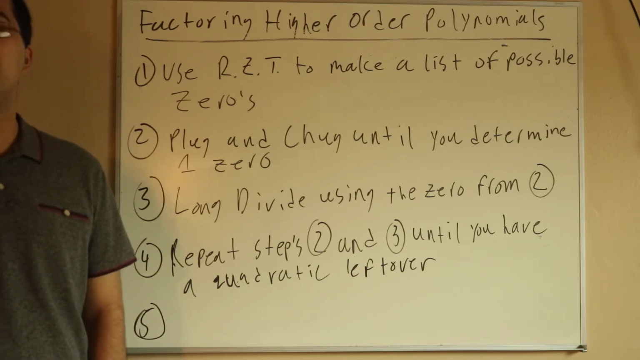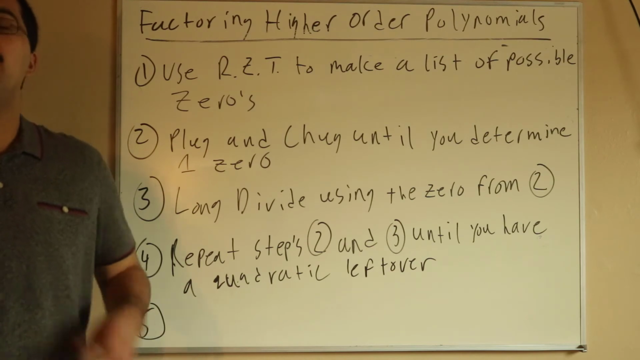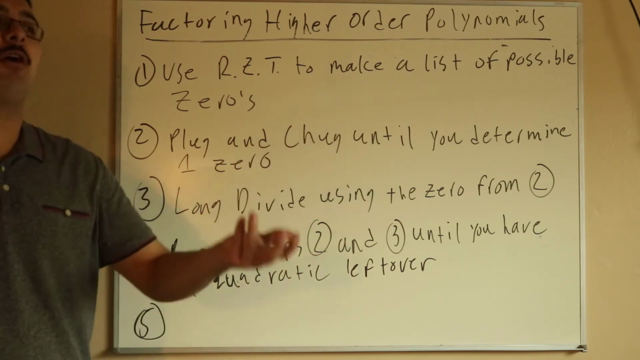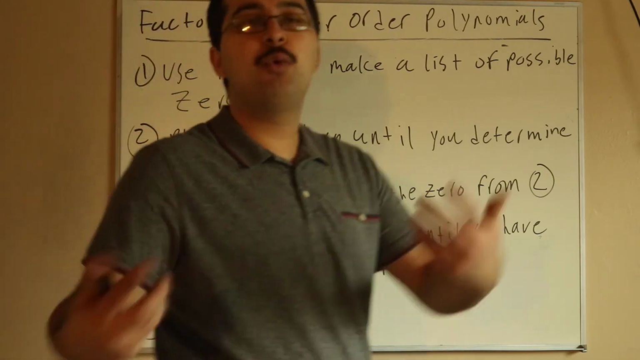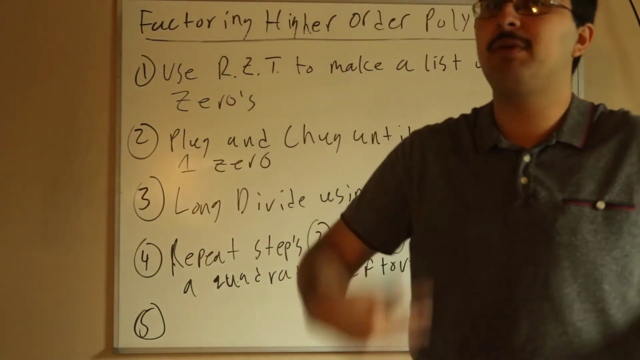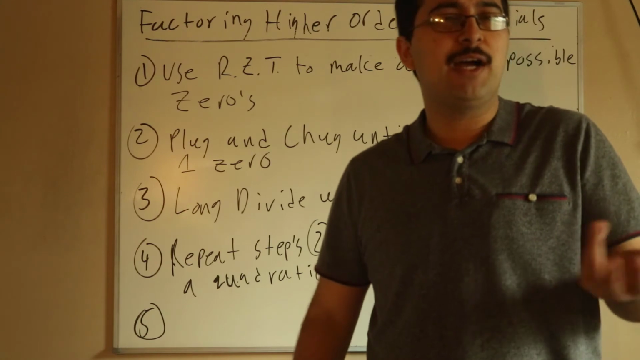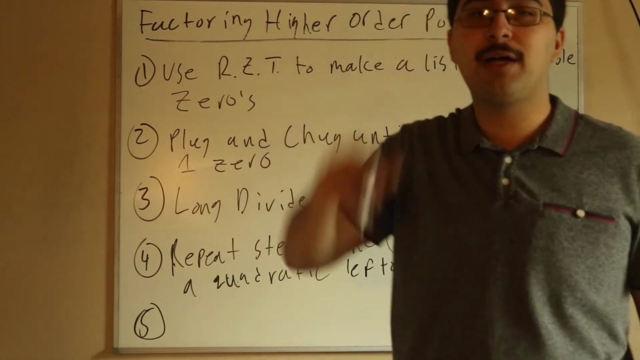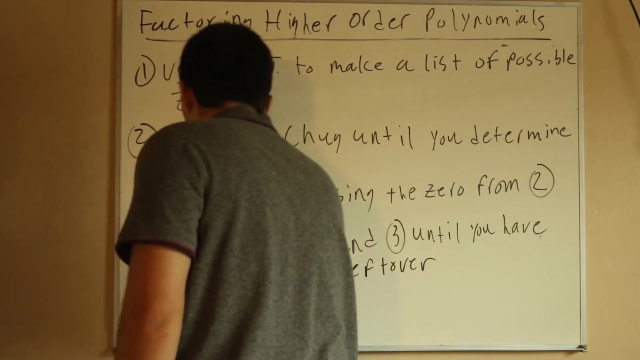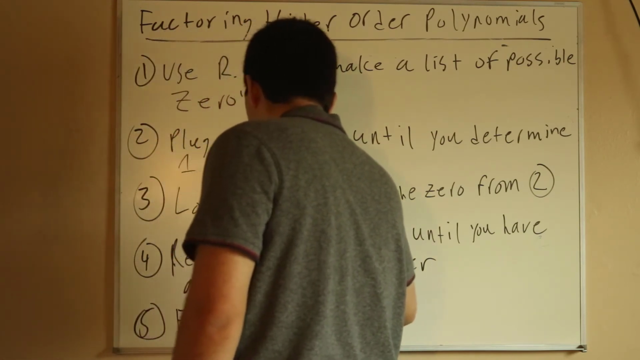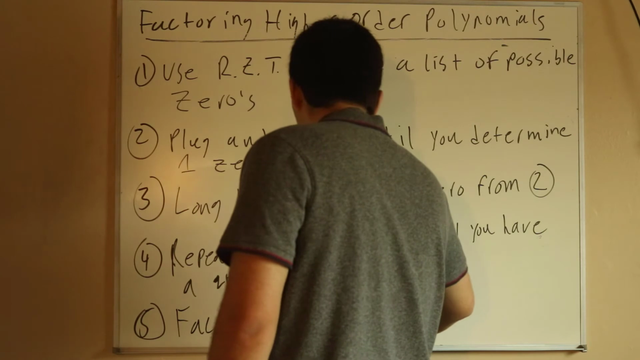And all step 5 is, I guess, all step 5 is factor our quadratic in whatever way you like. For me, that basically means I'm going to use the quadratic formula. I know some of you like to use that big X or the box. Doesn't matter. But step 5 is factor the remaining quadratic, if possible.